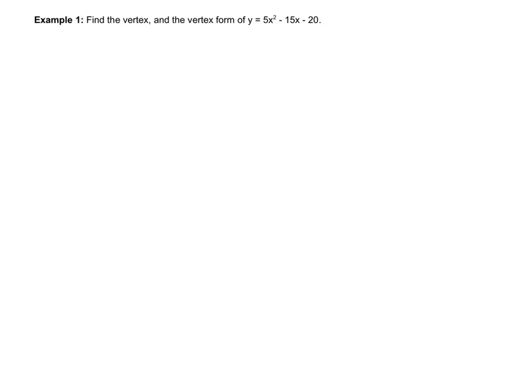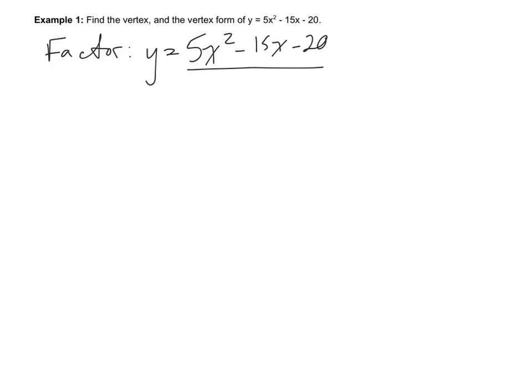So, in this first question, it asks you to find the vertex and the vertex form of our problem there. So for this question, what I'd start out with is I'd start by factoring. And for right now, that is a good strategy for what skill we have. So I have y equals 5x squared minus 15x minus 20. So the next thing I do is I look at those three terms and I try to factor out maybe something common. 5.